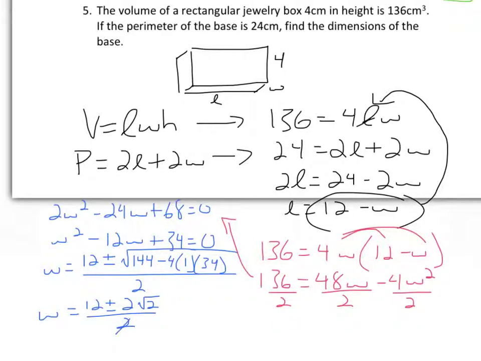And you can simplify all this stuff. So it's equal to 6 plus or minus the square root of 2 all over 1. Those are the final answers. Okay, so to find the dimensions of the base, that tells us the width, and then we can find the base from there. So you guys can finish that one up on your own.